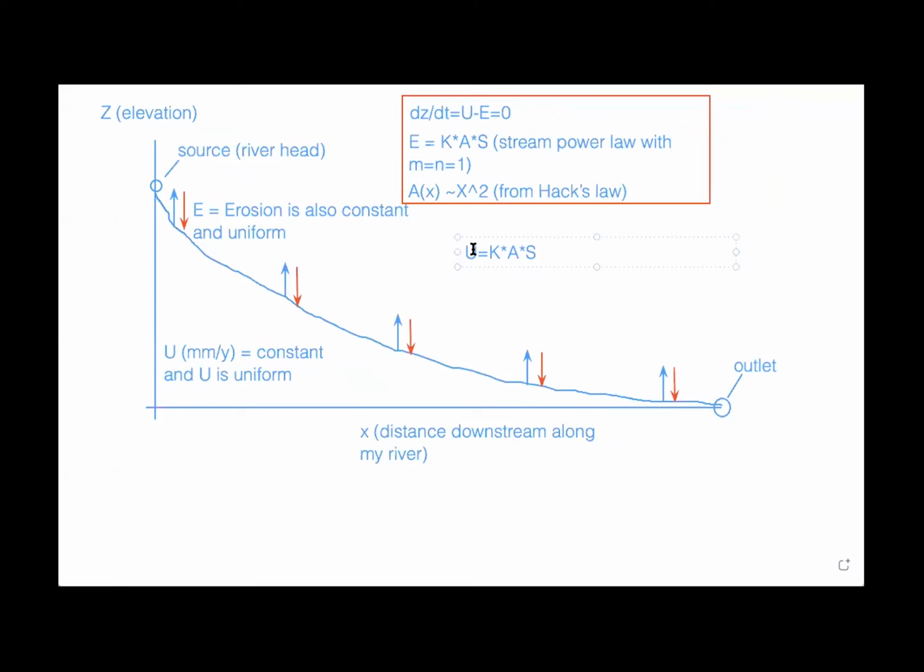So can I do that? How do I do that? Slope divided by K. Is that correct? U divided by K times A.